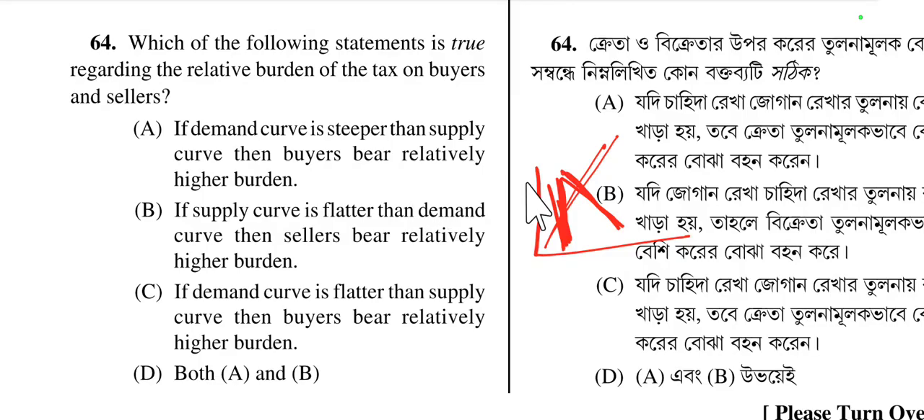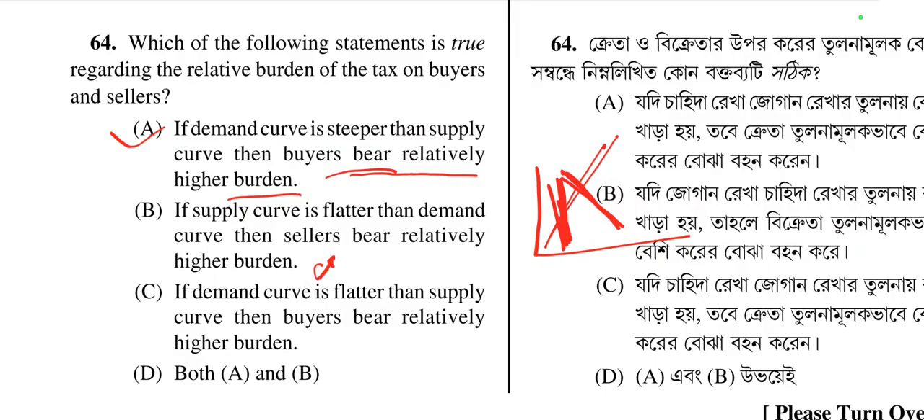This is because of the inelasticity. Yes, buyers bear a relatively higher burden. Yes, this is correct, because then buyers bear a relatively higher burden of tax. This is because inelastic demand means buyers are less sensitive to price changes, so they absorb more of the tax burden. So this is correct. Then if the supply curve is flatter than the demand curve, then sellers bear a relatively higher burden.